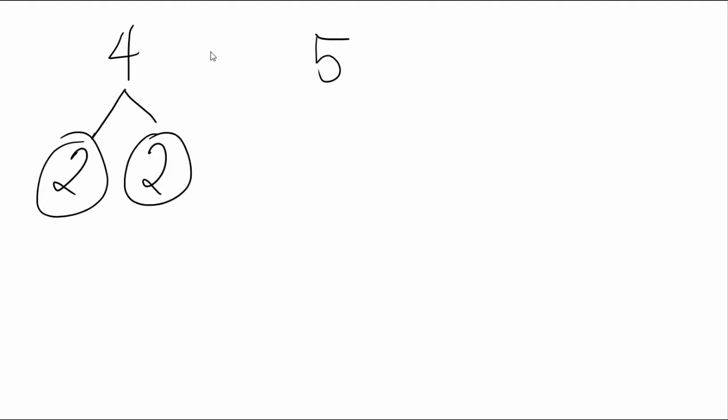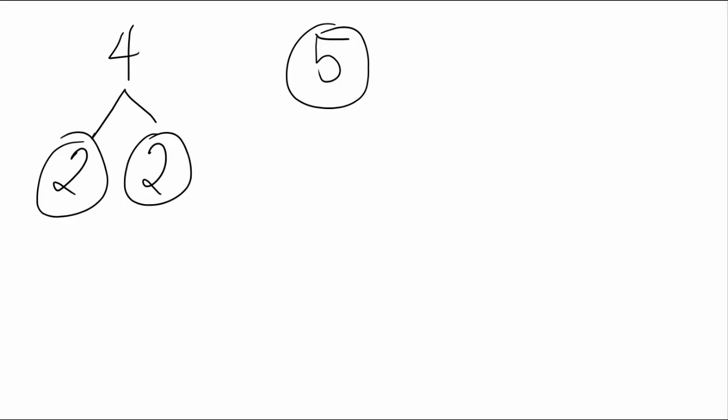So pwede rin natin gamitin yung prime factor tree sa paghanap ng least common multiple ng dalawang number. Okay, so kanina we have 4 and 5. So tingnan natin, 4 is a composite number which can be broken down into 2 and 2. So ito na yung ating prime numbers. For number 5, 5 is already a prime number because it can only be divided by itself and by 1. And if we multiply 5 times 1, we will arrive at 5. Yung 1, kasi diba, anything that is divided by 1 or anything that is multiplied by 1 will always be that number. So hindi na natin isasama si 1. So, therefore, 5 is already a prime number.